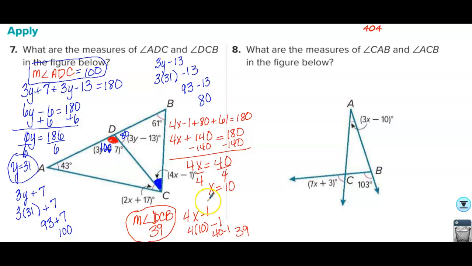All righty, coming over here to this little guy. What do we have going on here? What are the measures of CAB? CAB, so they want this one right here. We'll call this the blue angle, although I was totally inconsistent with my colors in the last problem. And the other angle they want is ACB. ACB, so they want this angle right here. Oh, that's not too bad because it's going to be whatever this one is. Those are vertical angles.